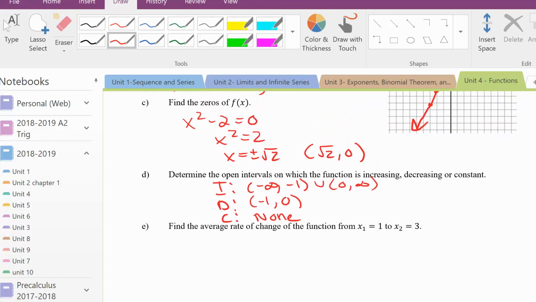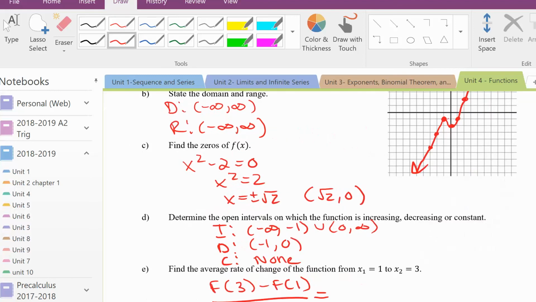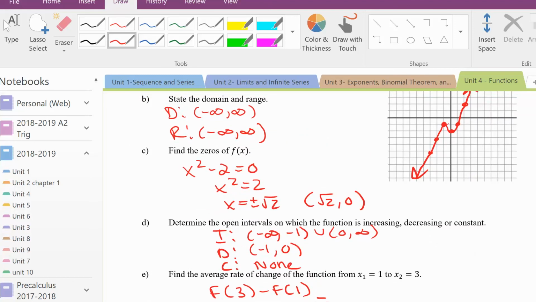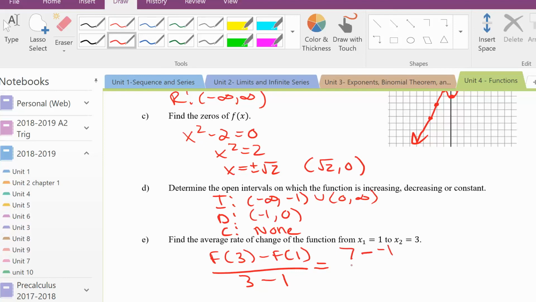The average rate of change is the slope. So you would go f of 3 minus f of 1 over 3 minus 1. Well, f of 3, if I put 3 in, 3 squared minus 2, so 9 minus 2 is 7. F of 1, 1 squared minus 2 is -1, all over 2. So it's 8 over 2, which is equal to 4.